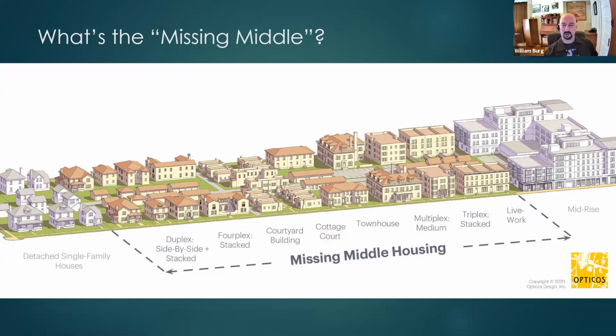And then courtyard apartments or bungalow courts, where you have a cluster of small buildings around a common courtyard, are another missing middle form that's very popular, and they're generally 1-story buildings. Townhouses, where you have multiple buildings that are either physically connected by a party wall or very close together, and then multiplexes or small live-work spaces where, say, there's a retail store downstairs and housing upstairs.